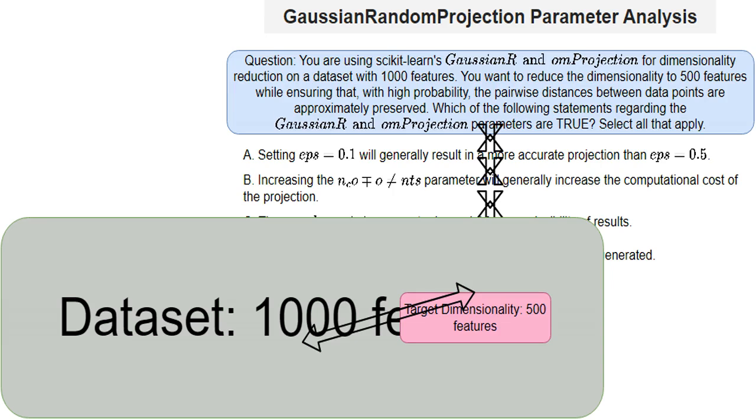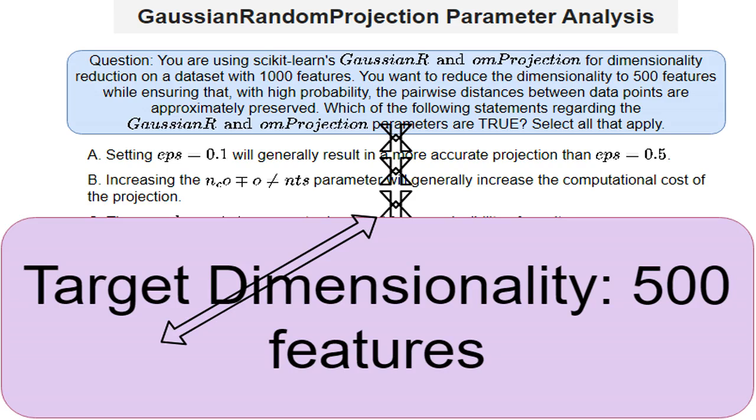This means we start with a dataset having 1,000 different characteristics. For each data point, think of it like describing a person with 1,000 different measurements: height, weight, shoe size, and so on. We want to reduce this number. I want to reduce the number of characteristics describing each data point from 1,000 to 500. This is like summarizing a person with only 500 key aspects, still trying to capture the essence of the 1,000 original features.